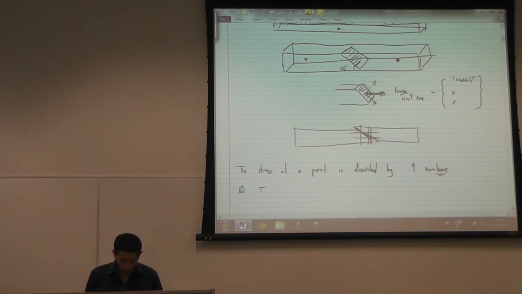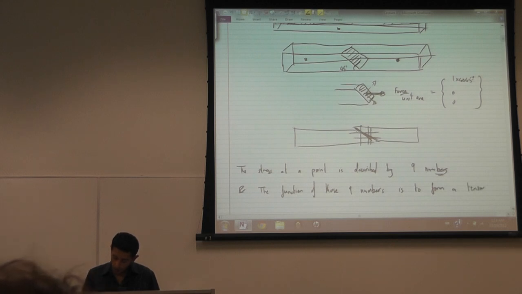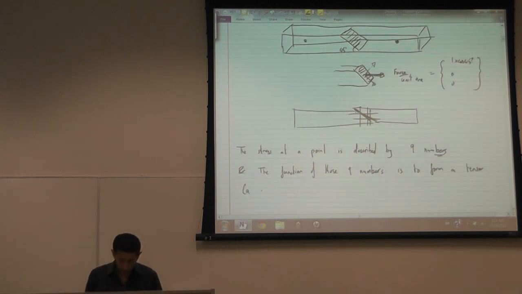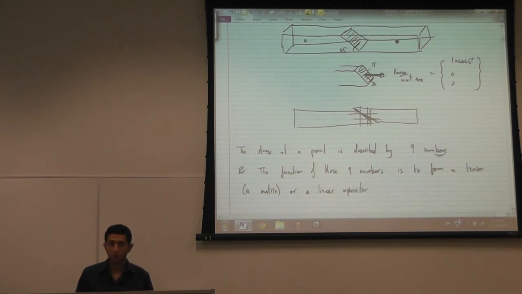And the function of those nine numbers is to form a tensor or a matrix or a linear operator. Now a matrix, the function of the matrix is to take vectors and give me other vectors.